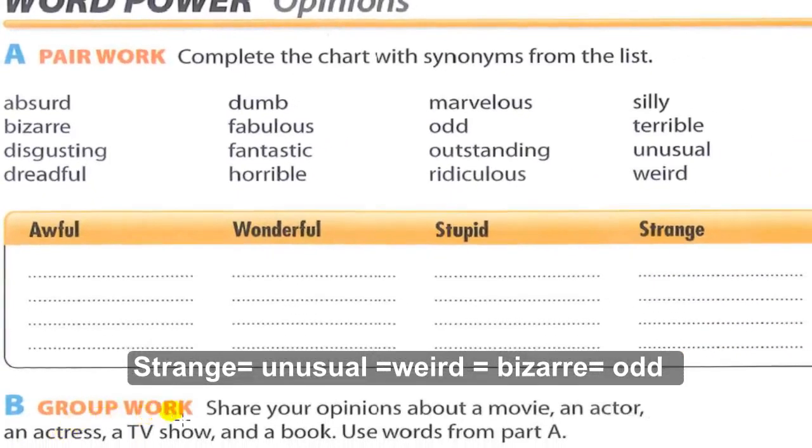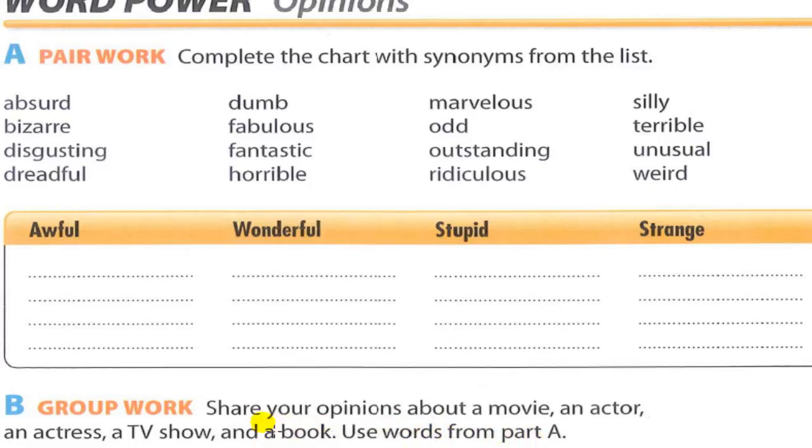B. Group work. Share your opinions about a movie, an actor, an actress, a TV show, and a book. Use words from part A. In this exercise, make a sentence. Example: Adil Imam is fabulous. Fabulous, wonderful.